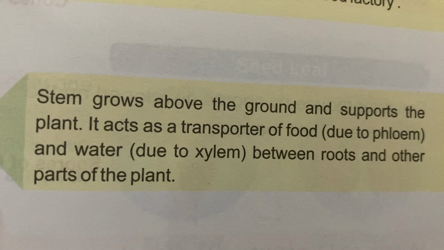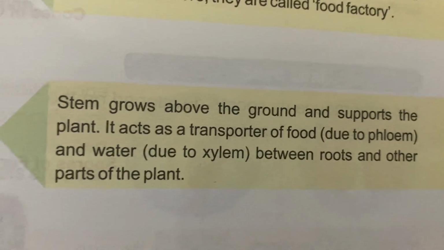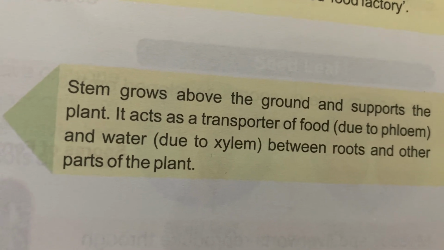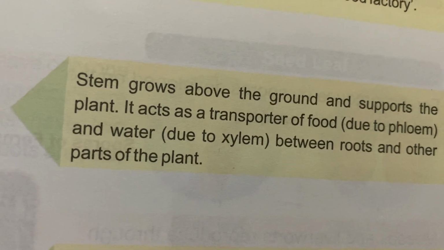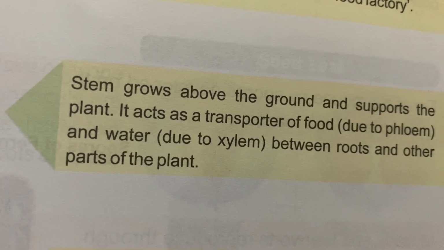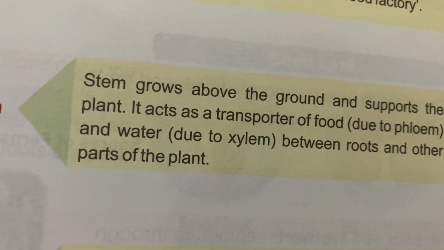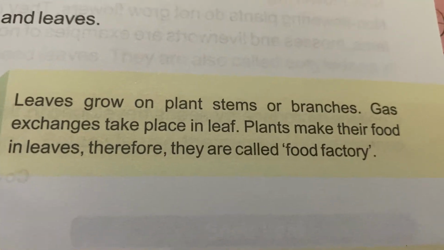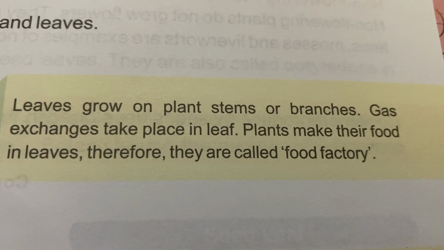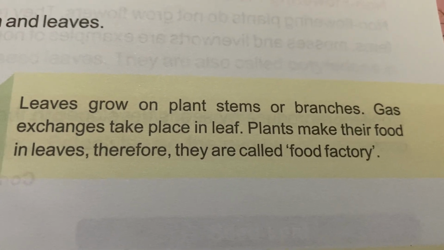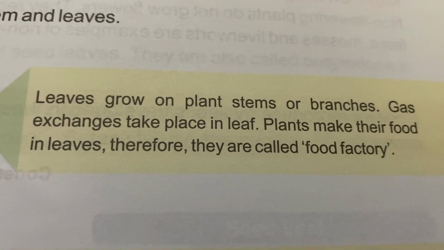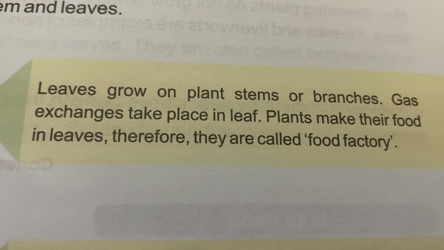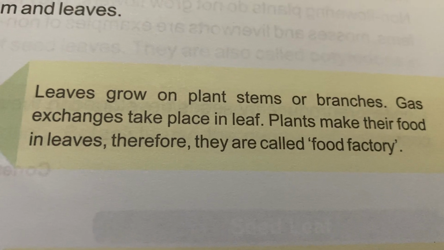Stem grows above the ground and supports the plant. It acts as a transporter of food due to phloem and water due to xylem between the root and other parts of the plant. Leaves grow on the plant stem and branches. Gas exchange takes place in the leaf. Plants make their food in leaves, therefore they are called food factories.